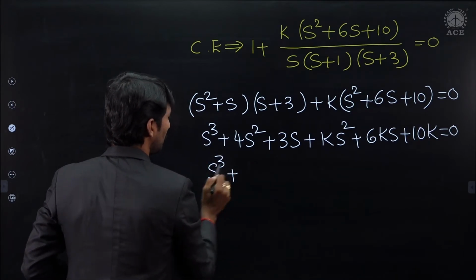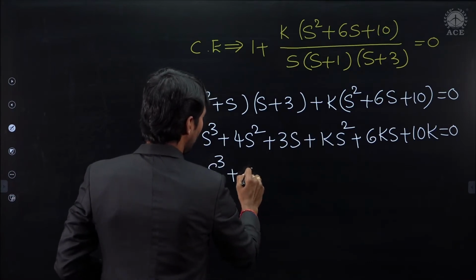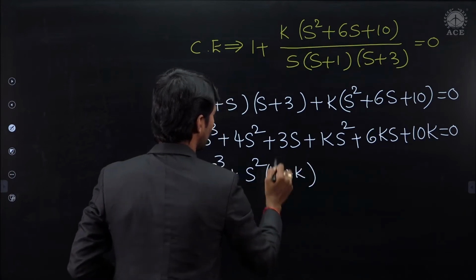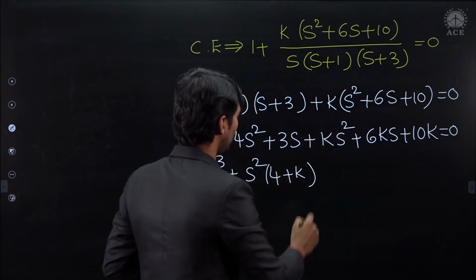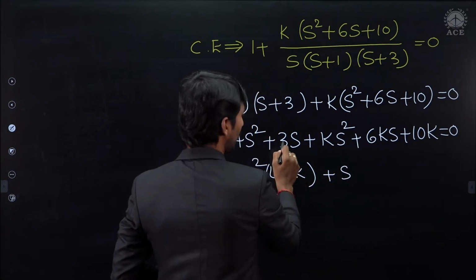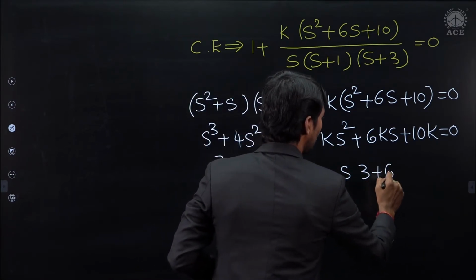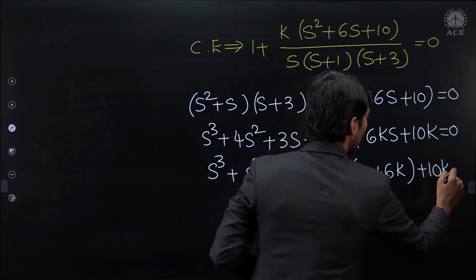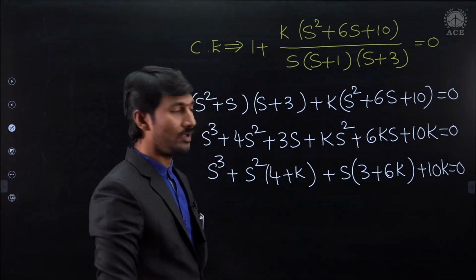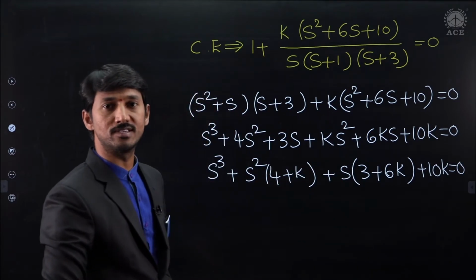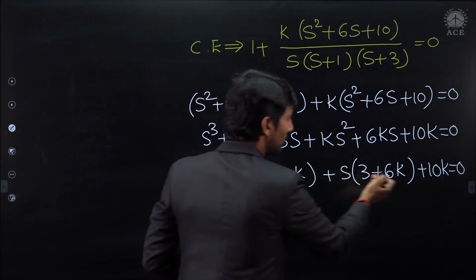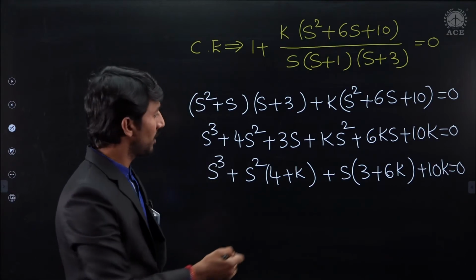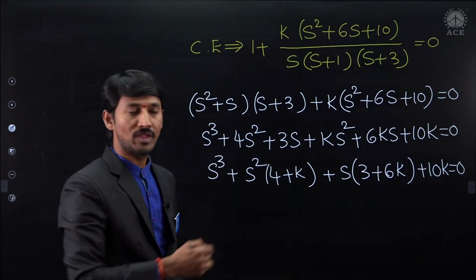From this, let us separate the values. S cube, S square and S square. If I take S square as common, 4 plus K. And S term: if you take S as common, 3 plus 6K, plus 10K is equal to 0. Now we need to find the value of K for a stable system. After getting this equation, I am following the Routh-Hurwitz criteria.